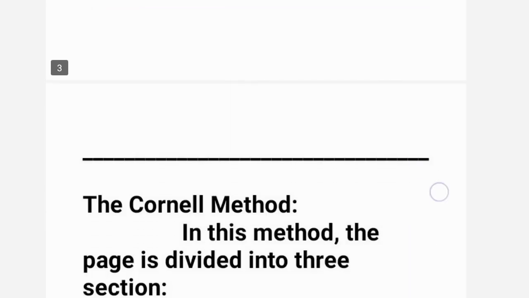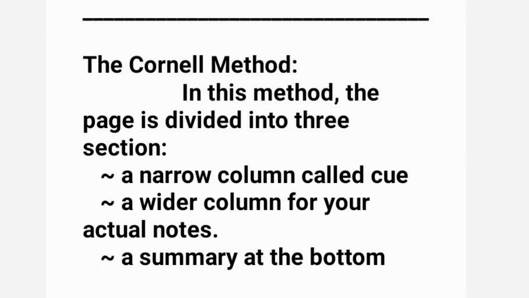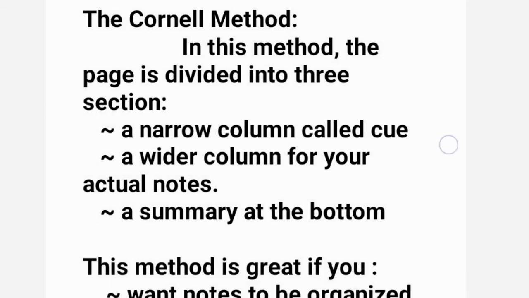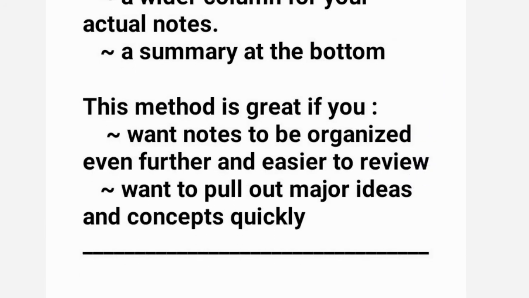And the second method is the famous Cornell method. This method is famous among so many people all around the world. In this method, the page is divided into 3 sections: a narrow column called cues, a wider column for your actual notes and a summary at the bottom. So this method is great if you want notes to be organized even further and easier to review. Want to pull out major ideas and concepts quickly.